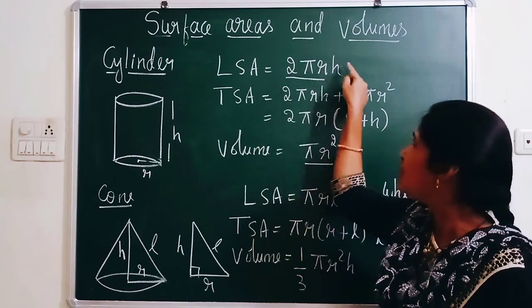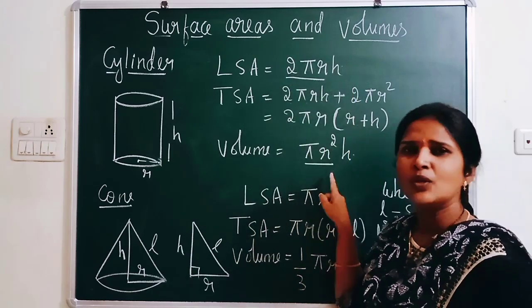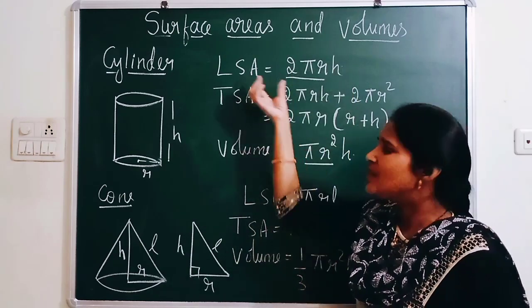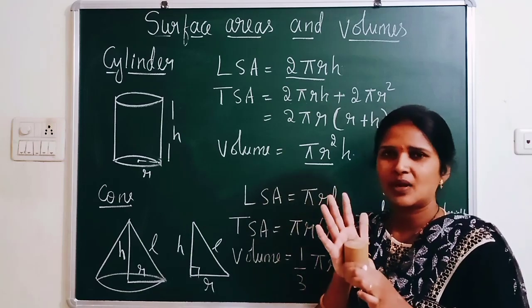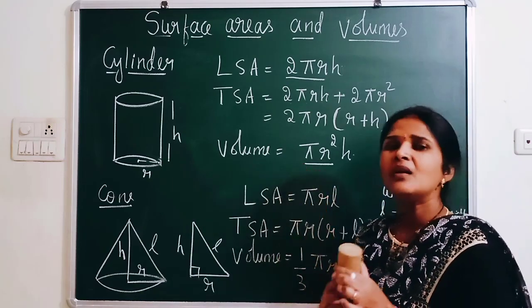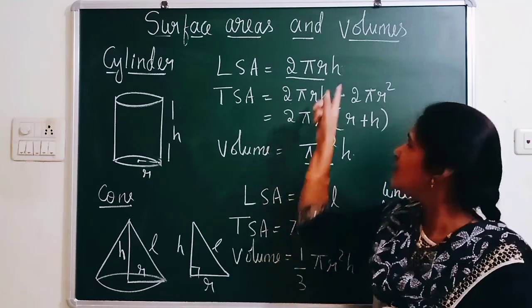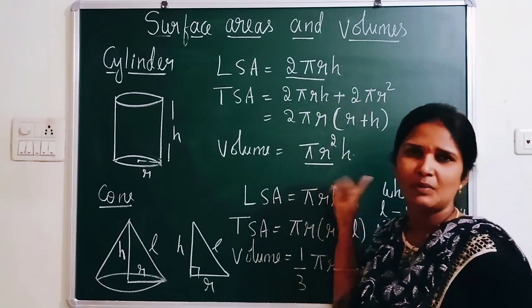Many of you get confused with LSA and volume. Don't get confused. LSA is nothing but perimeter of base into height. Volume is nothing but area of base into height. This is the difference. Very easily you can remember.